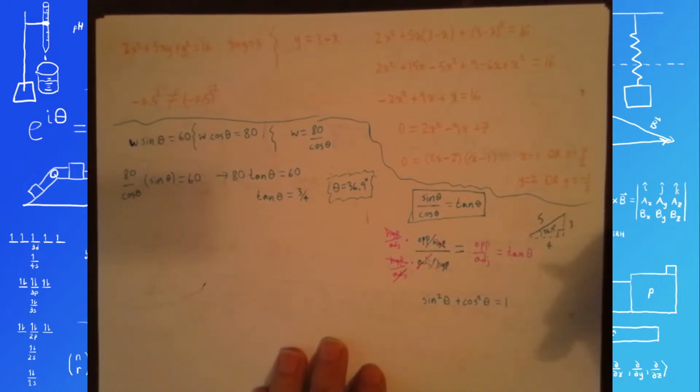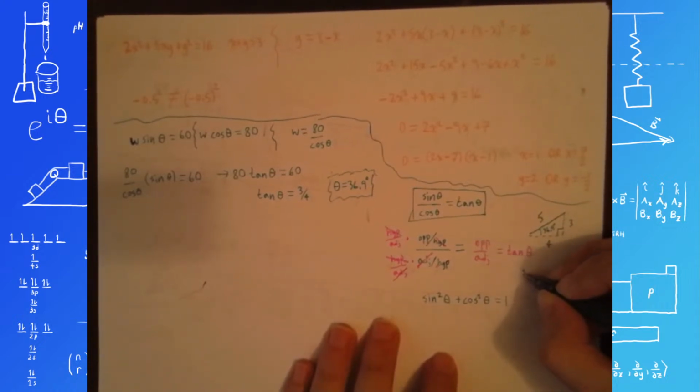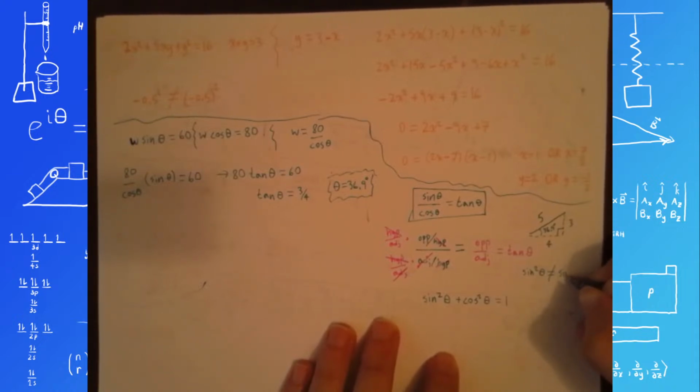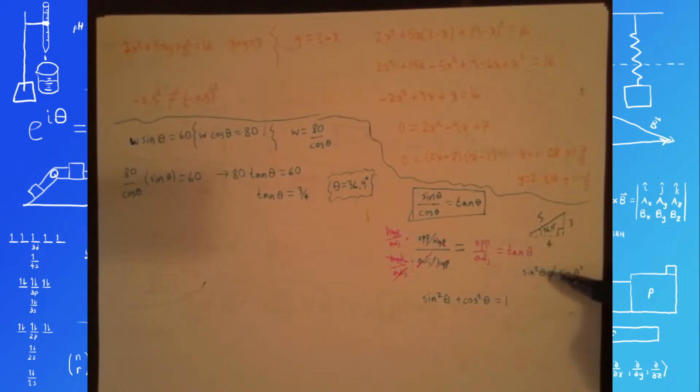Sine squared of theta, not to be confused with sine of theta squared. So let's talk about that real quick. Sine squared of theta does not mean sine of theta squared. You will see this in other types of functions, especially functions that are not polynomials, functions that are not expressions involving simple x's and y's and square roots and such. Whenever you have some sort of, what's the word I'm looking for?